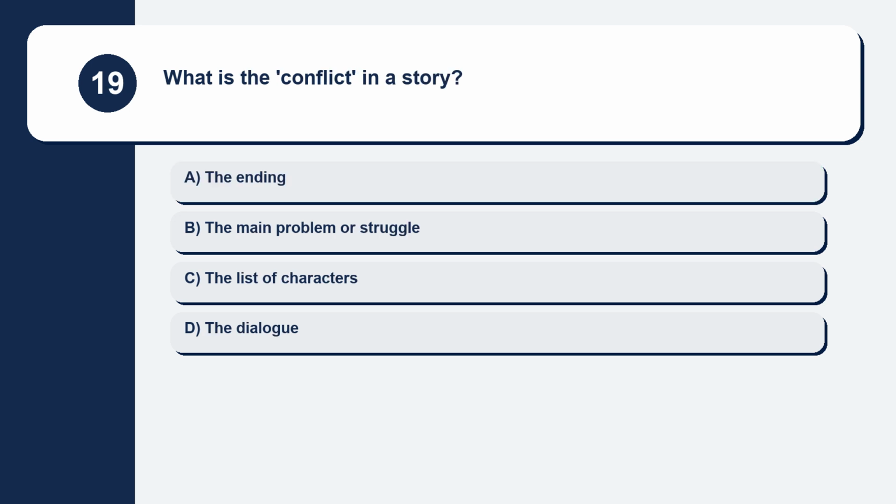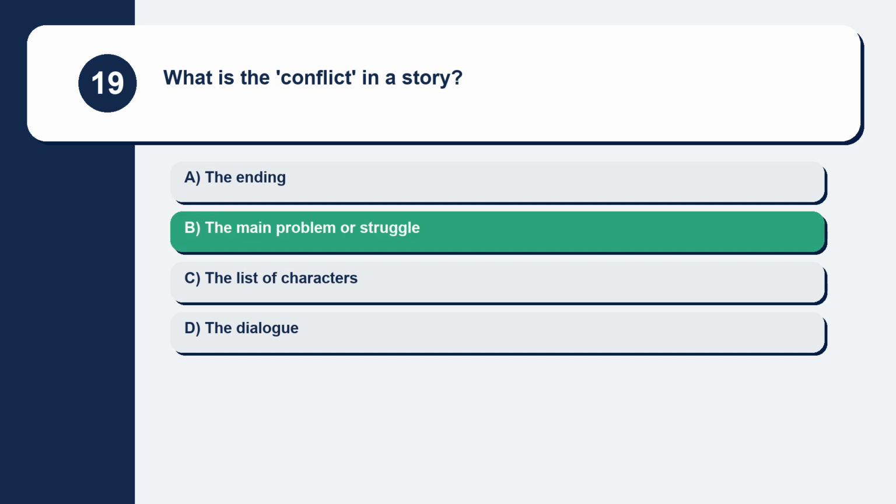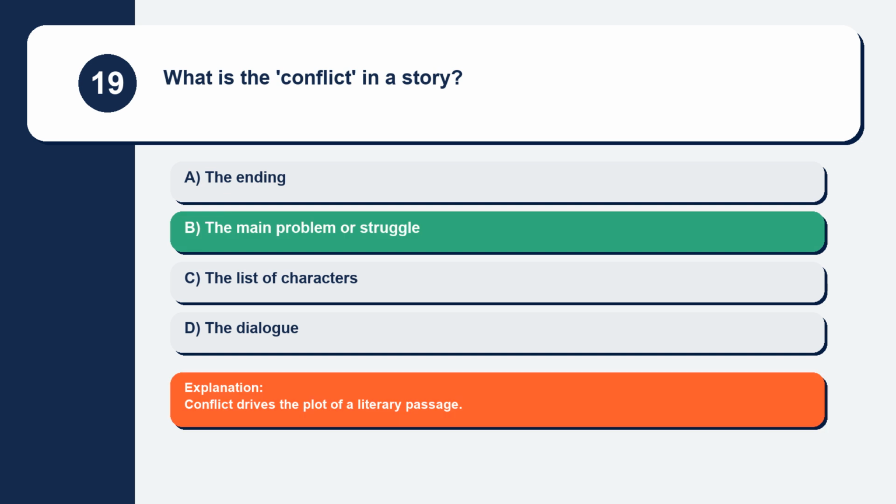Question 19. What is the conflict in a story? The ending. The main problem or struggle. The list of characters. The dialogue. Conflict drives the plot of a literary passage.